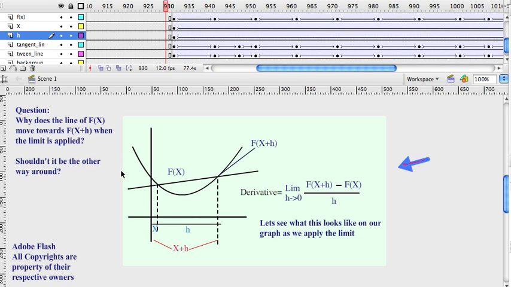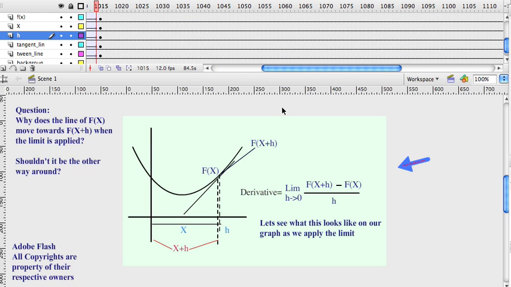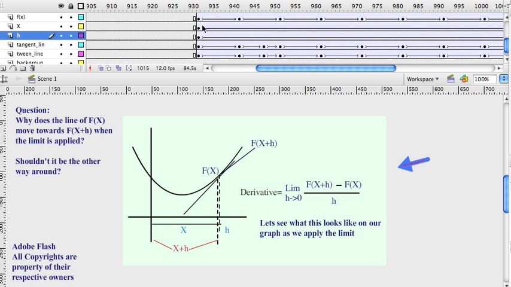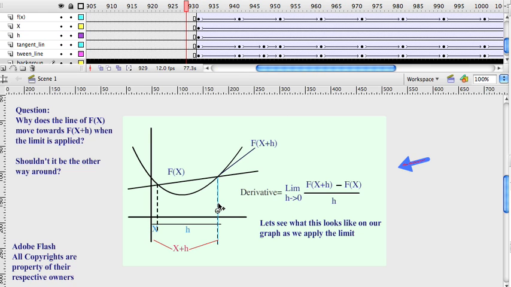So the question submitted to the definition of the derivative lecture occurs at about 1 minute and 15 seconds into the lecture, where you see the f of x line shown here moving towards the f of x plus h line as we apply the limit as h goes to 0. And the question is simply, why doesn't the f of x plus h line move towards the f of x line?